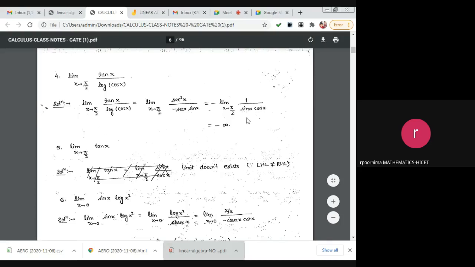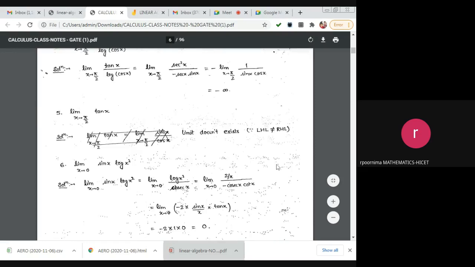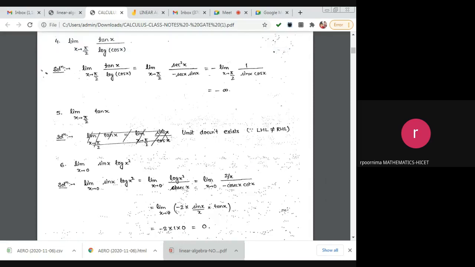So pi by 2, sine 90 degree and cos 90 degree. Then limit x tends to pi by 2 of tan x, the limit does not exist because the left hand limit is not equal to the right hand limit. So if the left hand limit and right hand limit are the same, then only the limit will exist. Okay, that you have to remember.